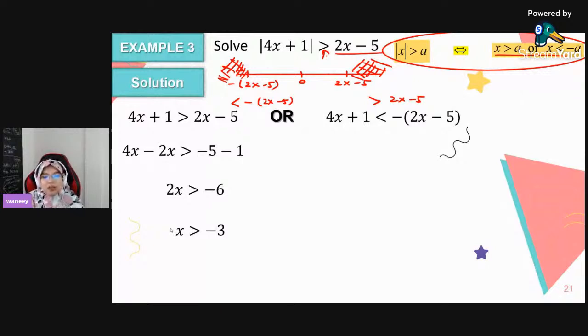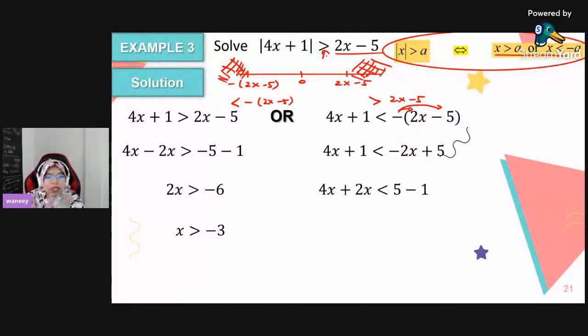And then on the right hand side, we have 4x plus 1 less than -2x plus 5. So do keep in mind that this one mesti kena expand satu persatu. So -2x, +5. And then of course 4x plus 2x less than 5 minus 1. Dia macam rasa distracted sikit. Siapa lah Manchester United tu, sabar je lah. So 6x is less than 4, x will be less than 2 over 3.